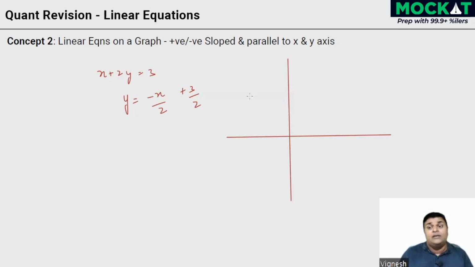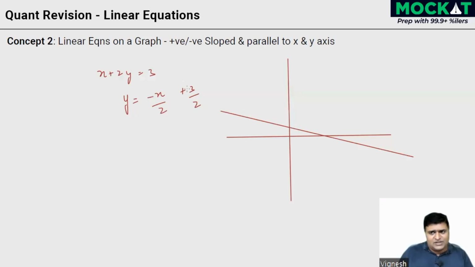When would it be at the 45-degree mark? When it is minus 1. It will be at the 45-degree mark. Anything where the absolute value is less than 1 is going to be flatter. We know it's going to be flatter.